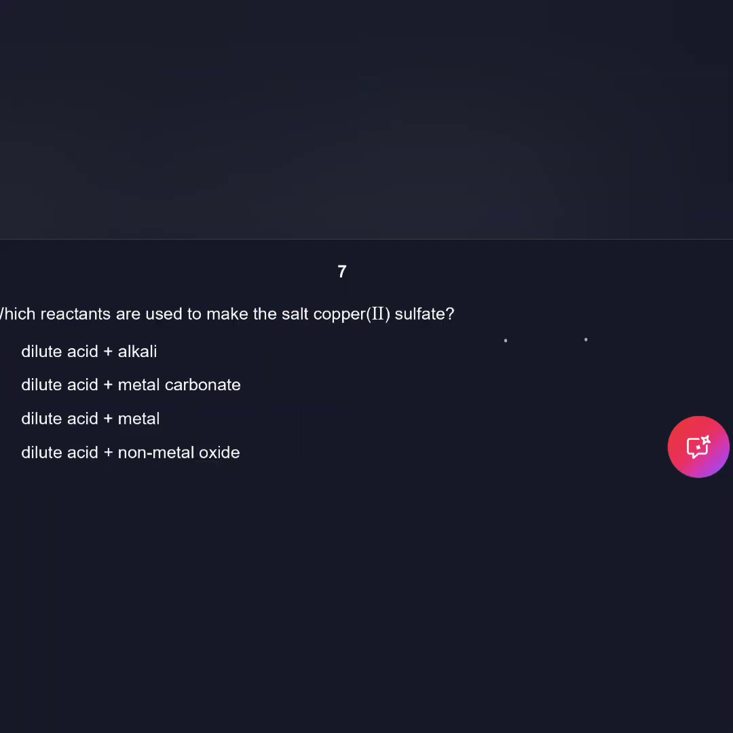Which reactants are used to make the salt copper sulfate? Dilute acid plus alkali. Dilute acid and alkali for copper sulfate, CuSO4. The dilute acid would be H2SO4, and for the alkali, we don't have any alkali of copper. Copper hydroxide is water insoluble, so that reaction is considered wrong. It is not an alkali, it's a base.